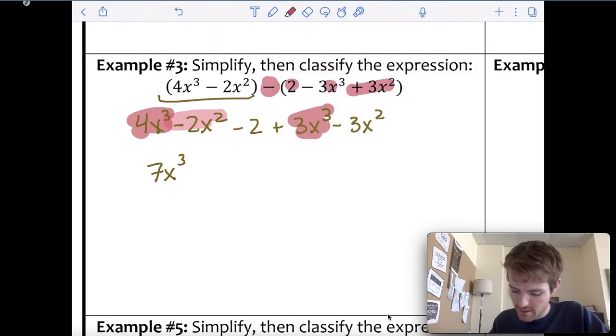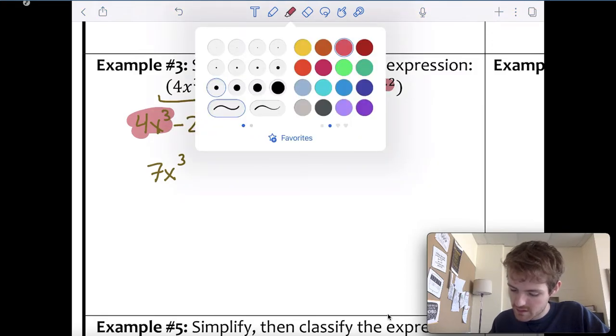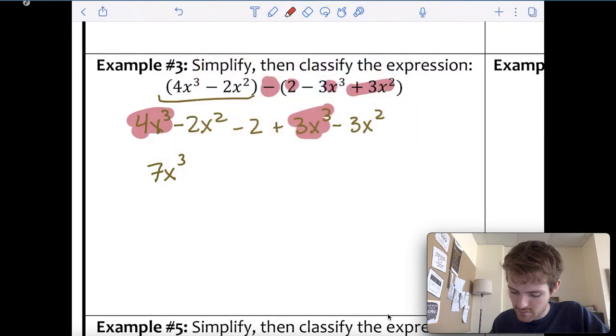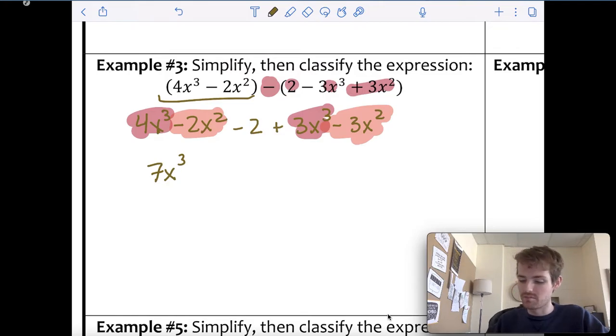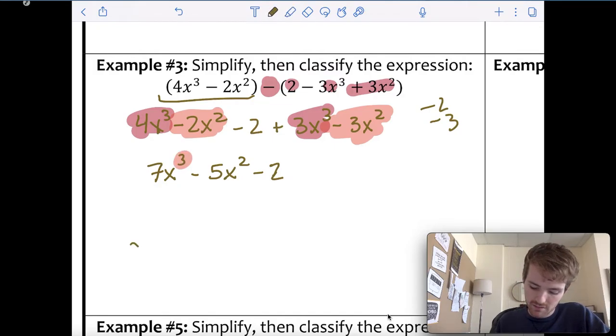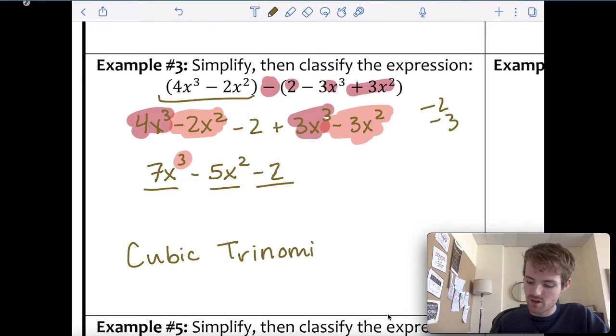Then let's see, let's pick a different color. Let's pick this negative 2 and this negative 3. Well, minus 2 minus 3 gives me negative 5. Then I subtract 2. Going to classify this. I see my biggest degree is 3, which tells me it's a cubic. There's 1, 2, 3 terms, so I call it a cubic trinomial.